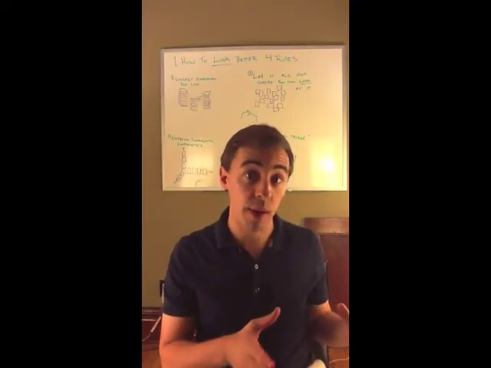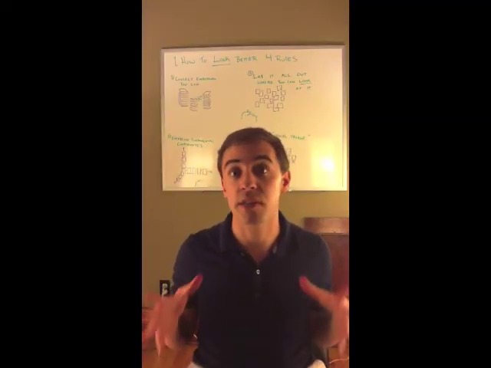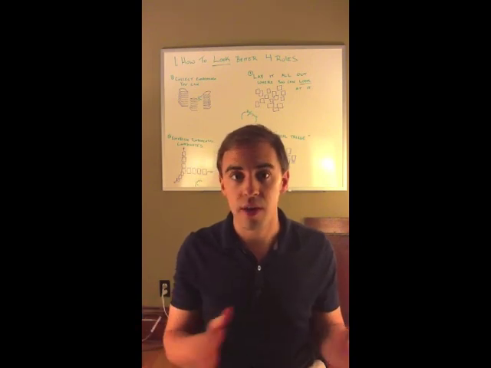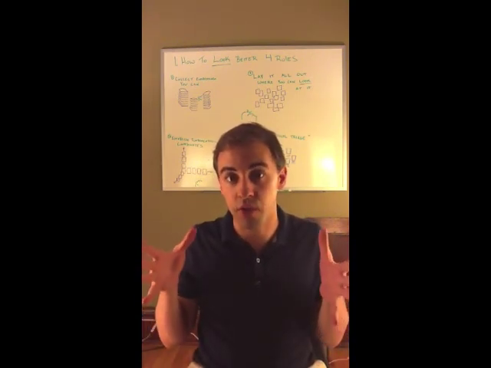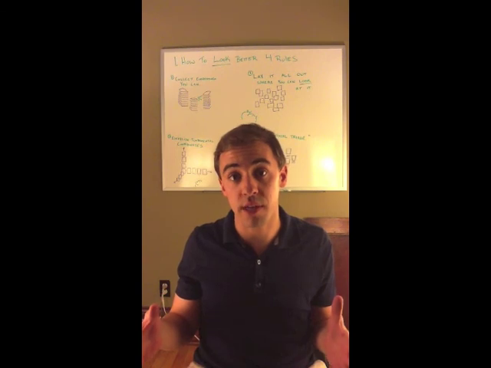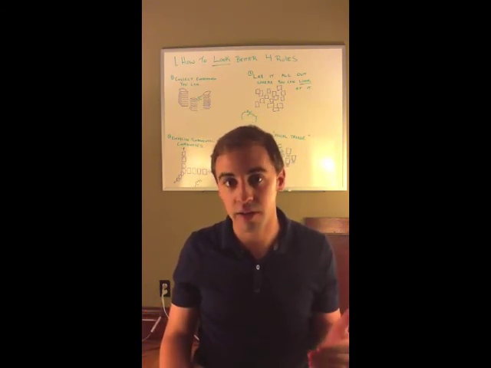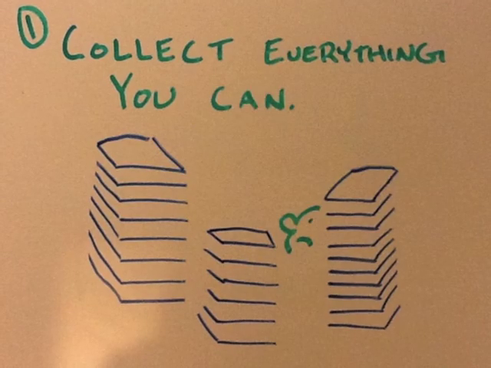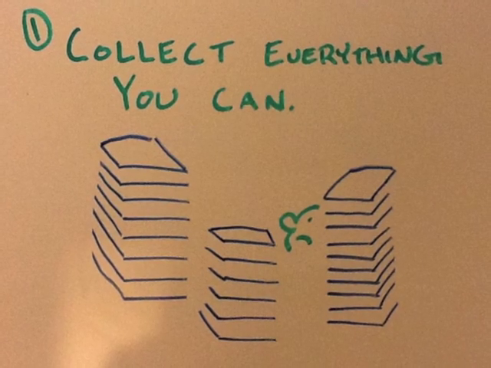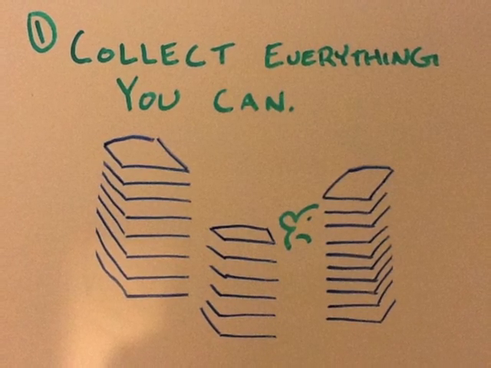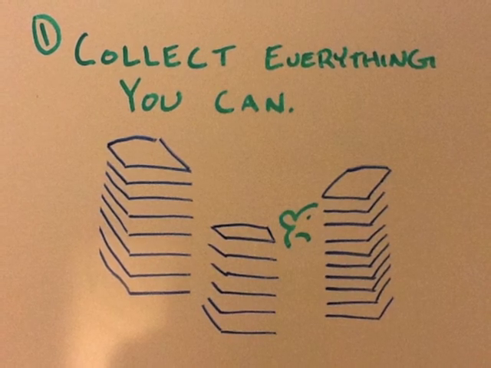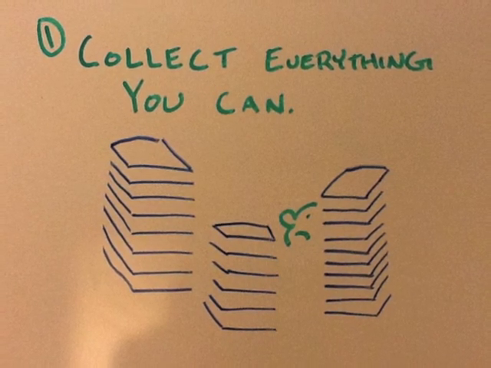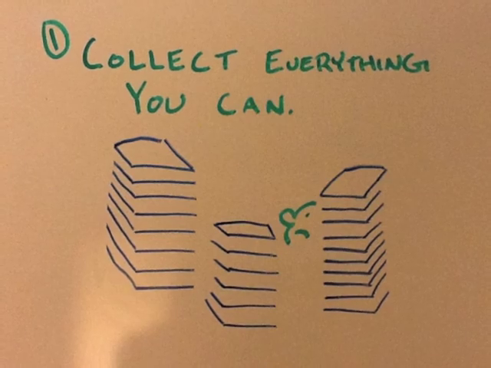So the first step in the visual thinking process is learning how to look. This really sets the foundation for the whole visual thinking process. Learning how to look is really just following four simple steps. The first step is to collect everything you can to possibly look at. The more information, the better, at least at first.